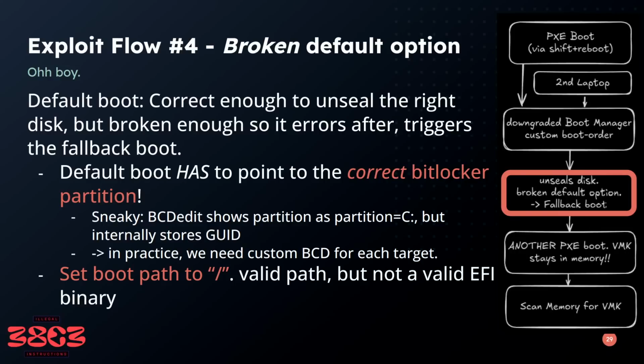What's a bit sneaky here, which tripped me up at first: this BCDEdit tool likes to show drive letters. So it says it boots from C: or from D: or whatever. These aren't actually stored as C: in the BCD file, but as a partition GUID. And then you need to actually have this BCD file crafted for the computer you're actually attacking. But that's trivial to get. We can see that a bit later. So nothing really stopping us here. We just need to be careful how we put this BCD file together.